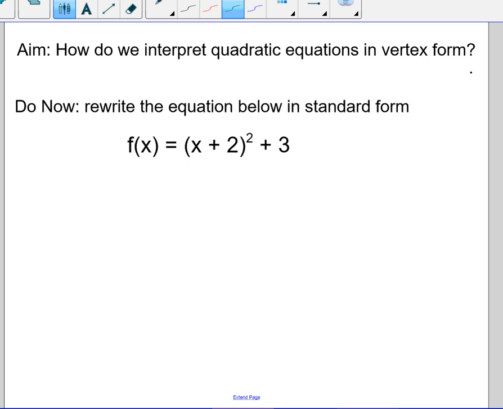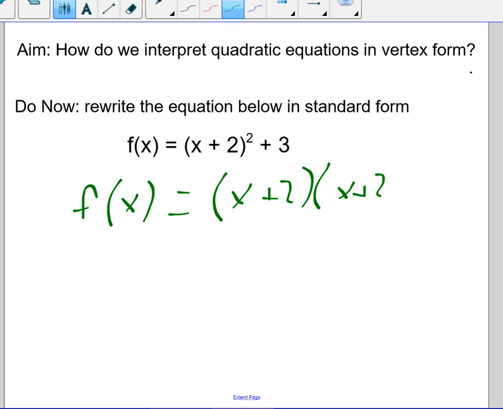All right, so we're going to rewrite this as f of x equals x plus 2 times x plus 2. And then on the end of that, we've got our plus 3. And we're going to go ahead and distribute this x plus 2 times x plus 2 because we've got two things multiplying in parentheses. We know that to distribute, we're going to need to either use the box method or FOIL. I'm going to do FOIL on the screen just because it's a little bit faster and shorter.